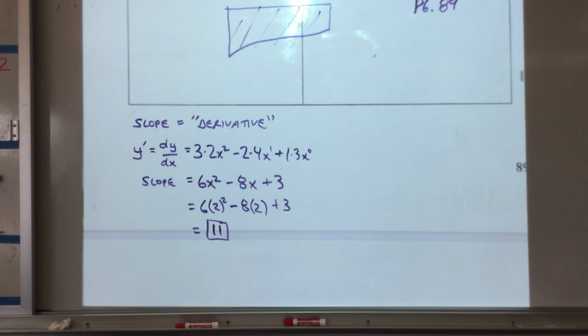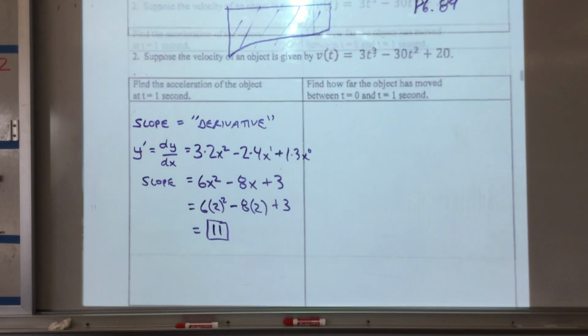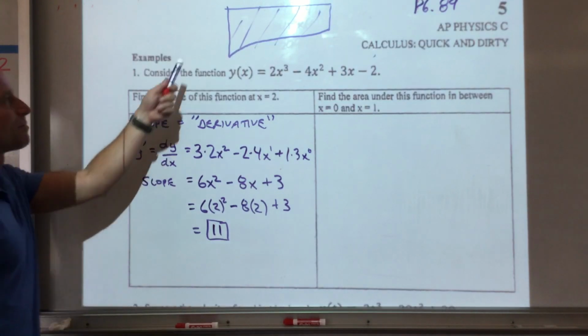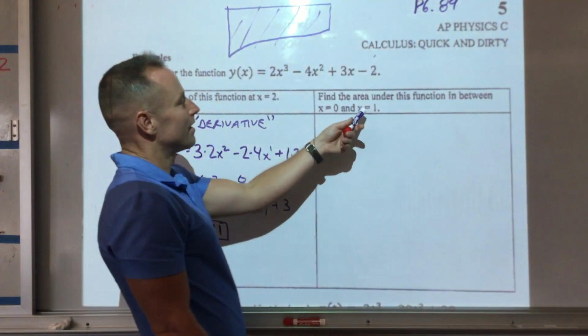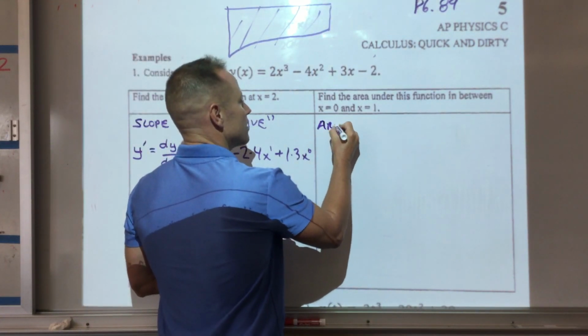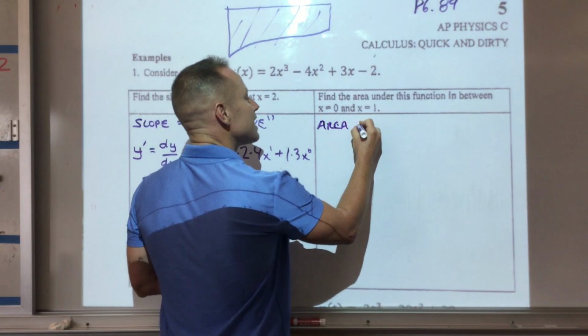So let's go back to that. Oh, I might have to erase that blob. Let's see. I'll just leave it, because then that'll remind us what we were looking at. So let's find the area between x equals 0 and x equals 1. What we need to do here is find the antiderivative.